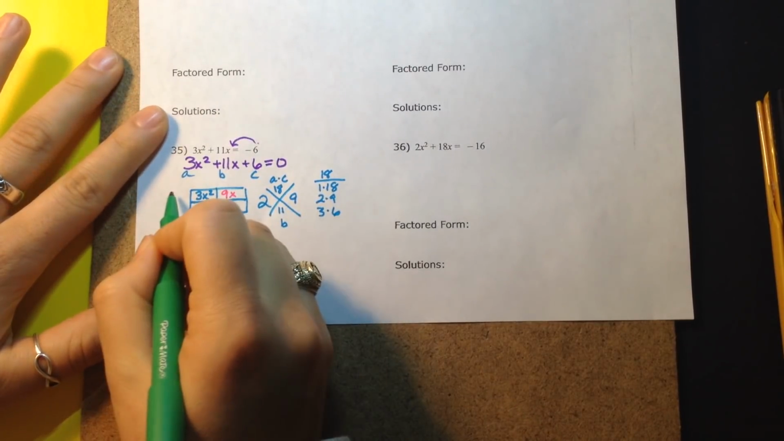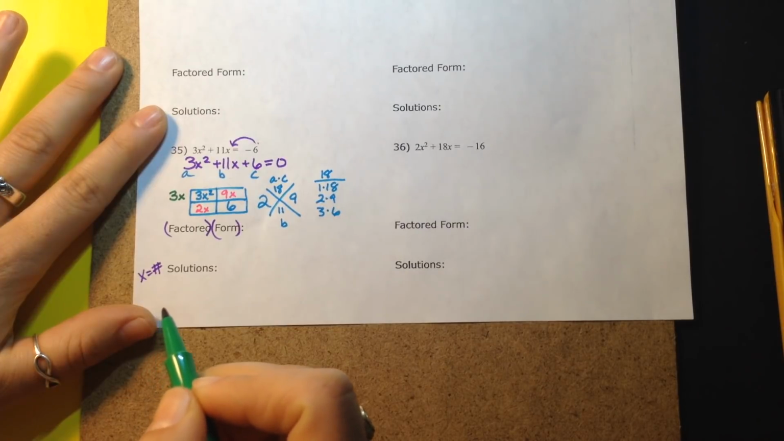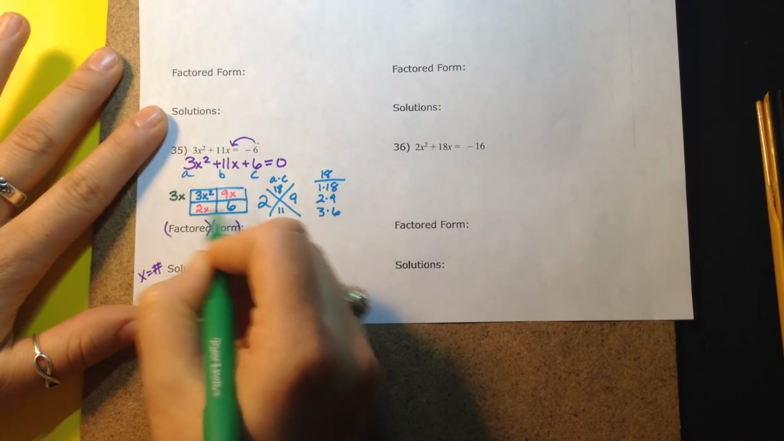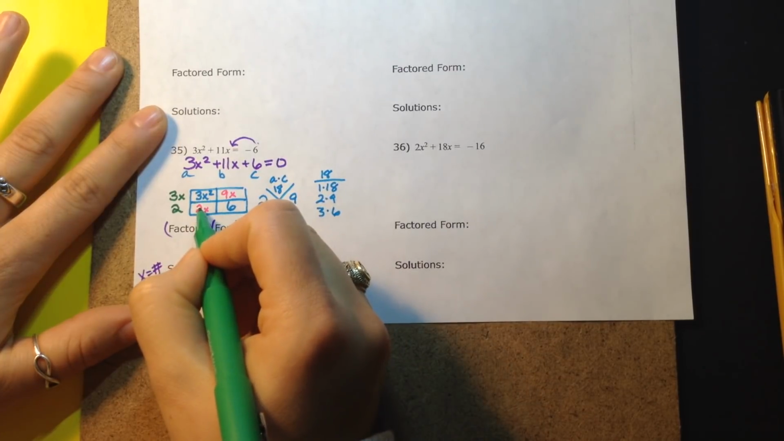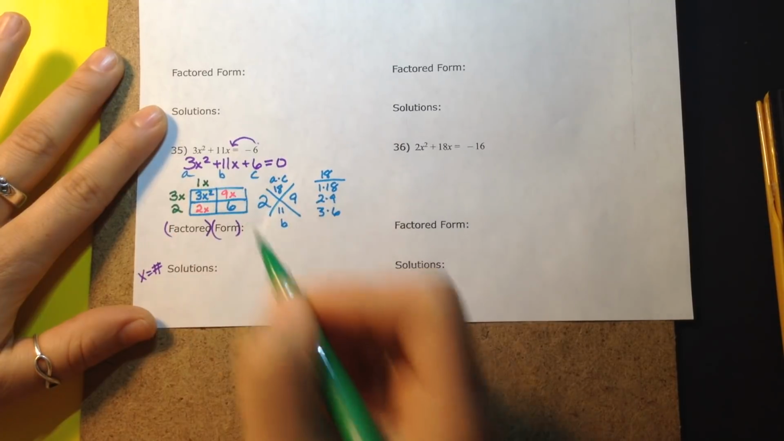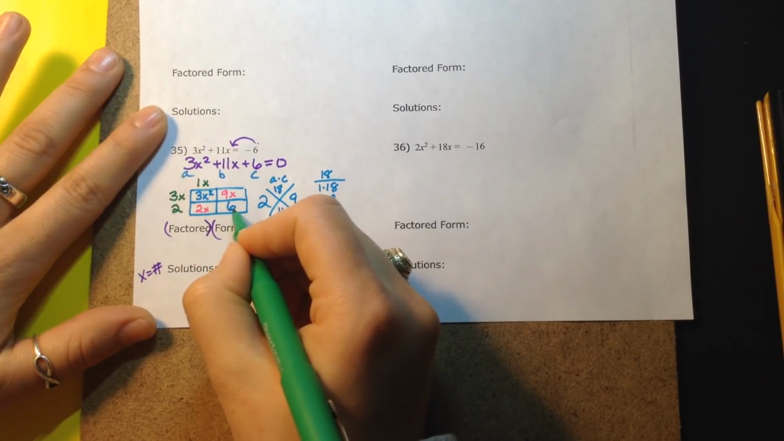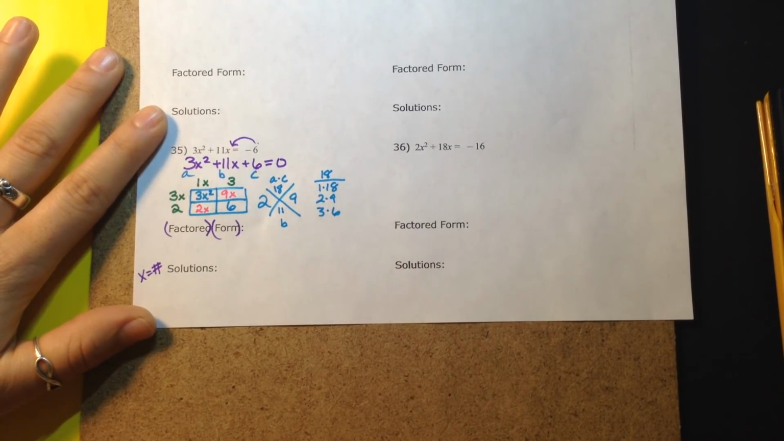Between 3 and 9, they have a 3 in common, and the smaller exponent is x. 2 and 6 are both even, so they have a 2 in common. 3 and 2, they have a 1 in common, and the smaller of the variables is x. 9 and 6, those are both divisible by 3. That's the biggest thing they have in common.